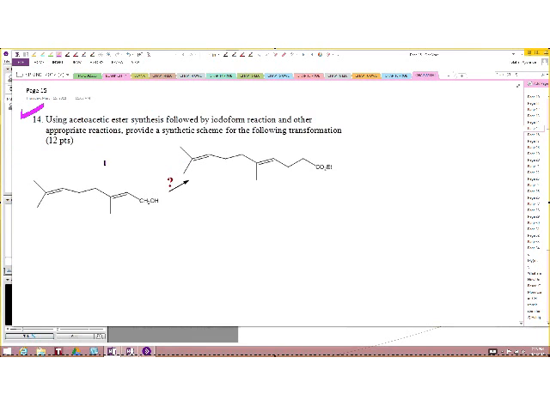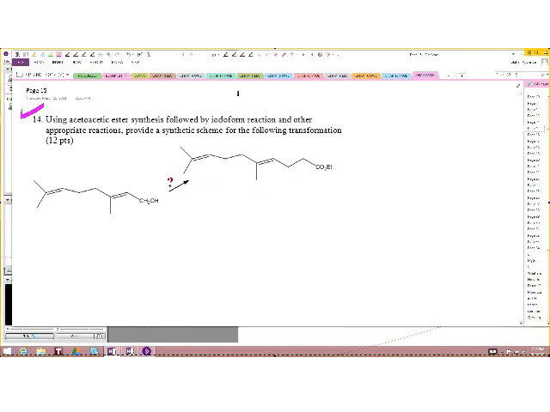Erin. Using acetoacetic ester synthesis followed by iodoform reaction and other appropriate reactions, provide a synthetic key for the following two. Okay, thank you. Okay, so now another synthetic scheme.